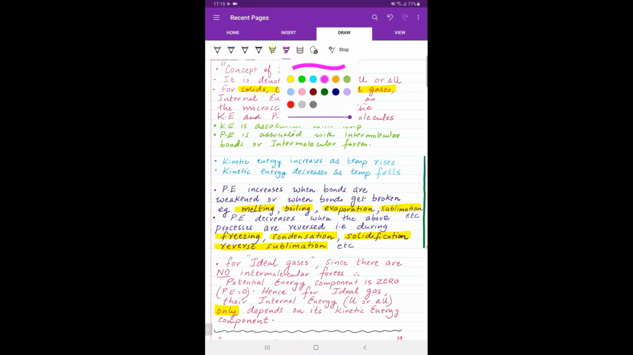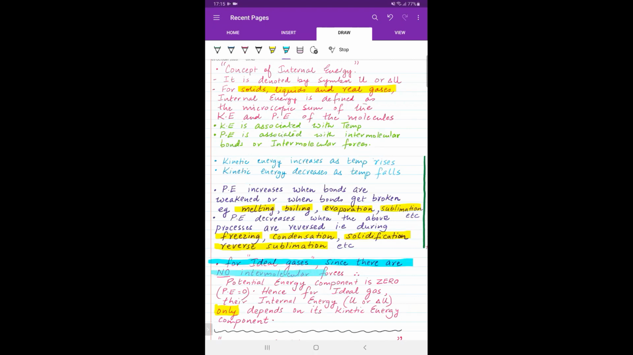So for ideal gases, since there are no intermolecular forces, therefore, the potential energy component is going to be zero. Hence, for ideal gases, their internal energy only depends on their kinetic energy component.